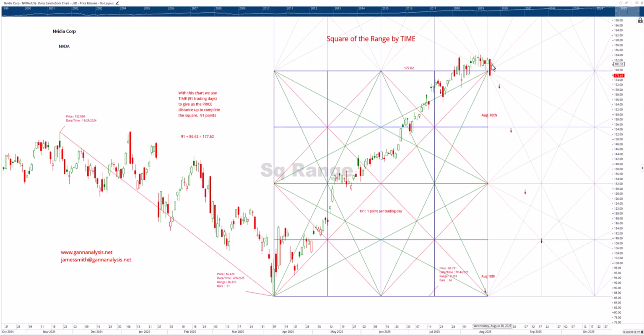But for today, I just wanted to show you NVDA and show you that, hey, this thing is going down, mainly because it squared the range in time. Time is more important than price, but then when you took out the 1 by 1 line, hey, you're starting that move down. This is a big deal.